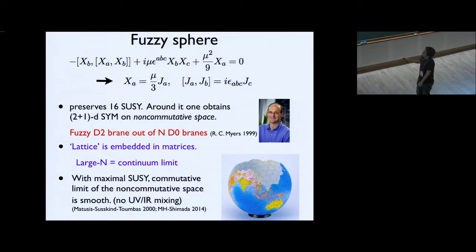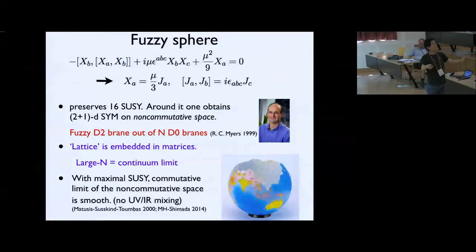And we can see that this solution actually preserves all 16 supersymmetry. And so this is a BPS solution. This is stable, and this is stable even after taking into account quantum corrections. And this is the so-called fuzzy sphere solution. And around it, we can obtain a 2+1 dimensional non-commutative space. In string theory language, it's the so-called Myers effect. You can imagine that from several D0 branes, you can construct a fuzzy version of a D2 brane. And so, in some sense, a two-dimensional lattice is embedded in matrices like this. And the large N limit and the continuum limit are related.